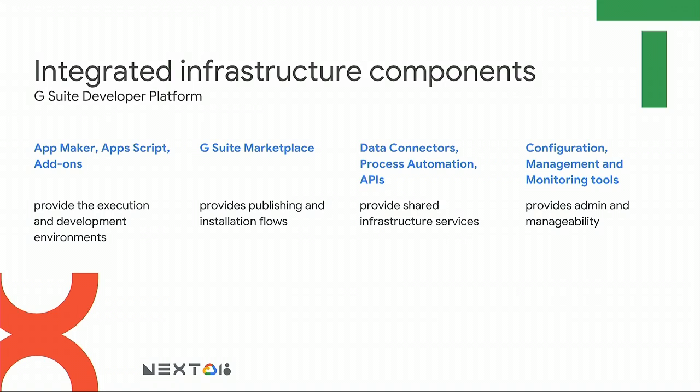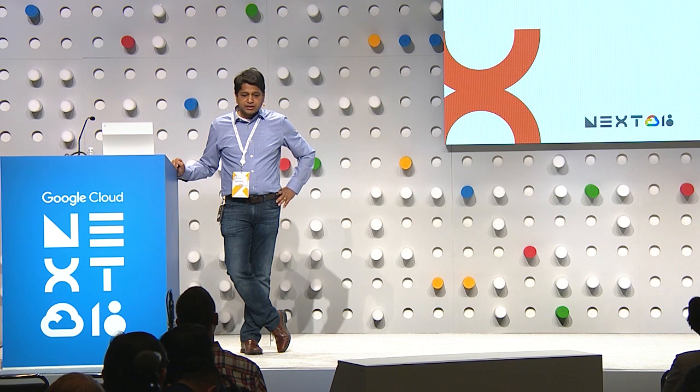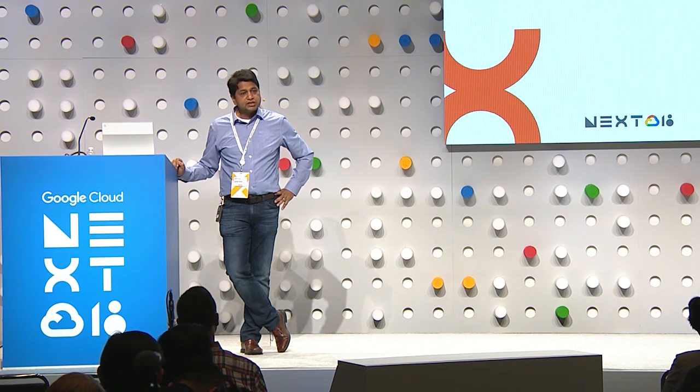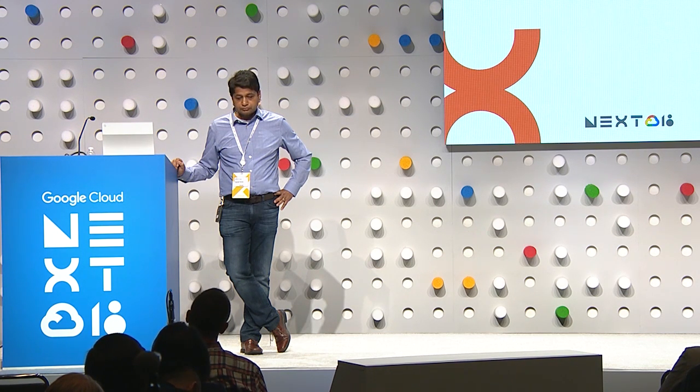The third column there is data connectors, automation, and APIs. Now, we acknowledge that today we don't have a good story there. That is a gap that we acknowledge, and we are working to fix that. Data connectors will be a connection mechanism to your on-prem and other clouds. And we understand that today there is no way from G Suite to do that. We are thinking about it and working on it, and you should hear more soon, in the next few months.